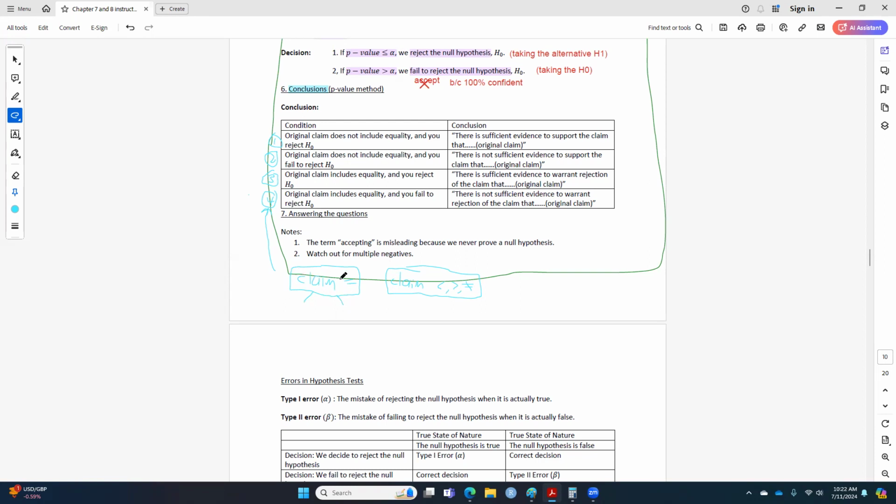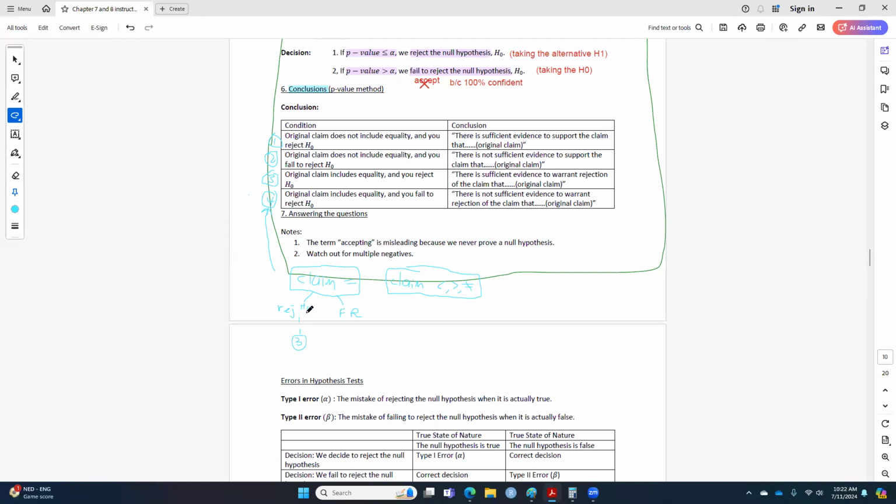If your claim statement does have equality, then you look at your decision. Do you reject the null, or do you fail to reject the null? I'm going to use short form here. If your claim has equality and you reject the null, you will have to pick the third conclusion, which is there is sufficient evidence to warrant rejection of the claim.